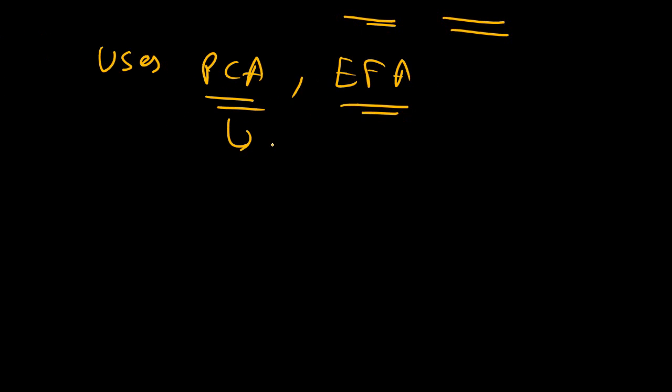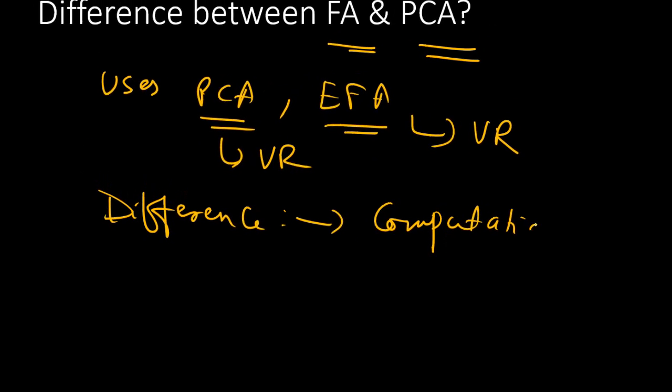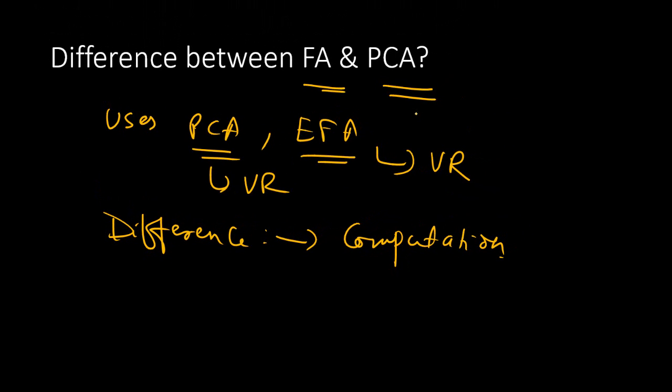PCA is used for variable reduction. Exploratory factor analysis is also used for variable reduction. So the uses are pretty much the same, but the difference is mostly on computation. The way the principal components are computed, and the factors are computed in factor analysis. So that's the basic difference between the factor analysis and the principal component analysis.